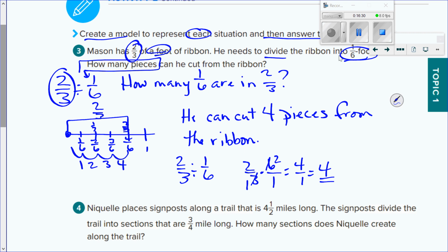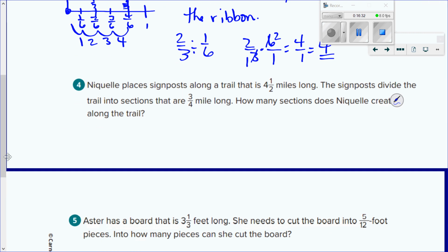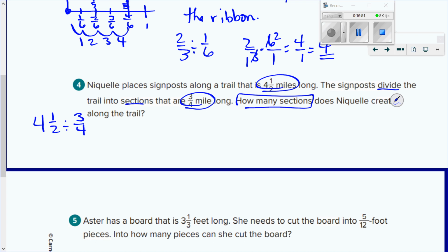Okay, number 4. Nicole placed a signpost that's 4.5 miles long. The signposts divide the trail into sections that are 3/4. How many sections does he create? So again, start by writing out the division problem. 4.5 being divided into 3/4 sections.